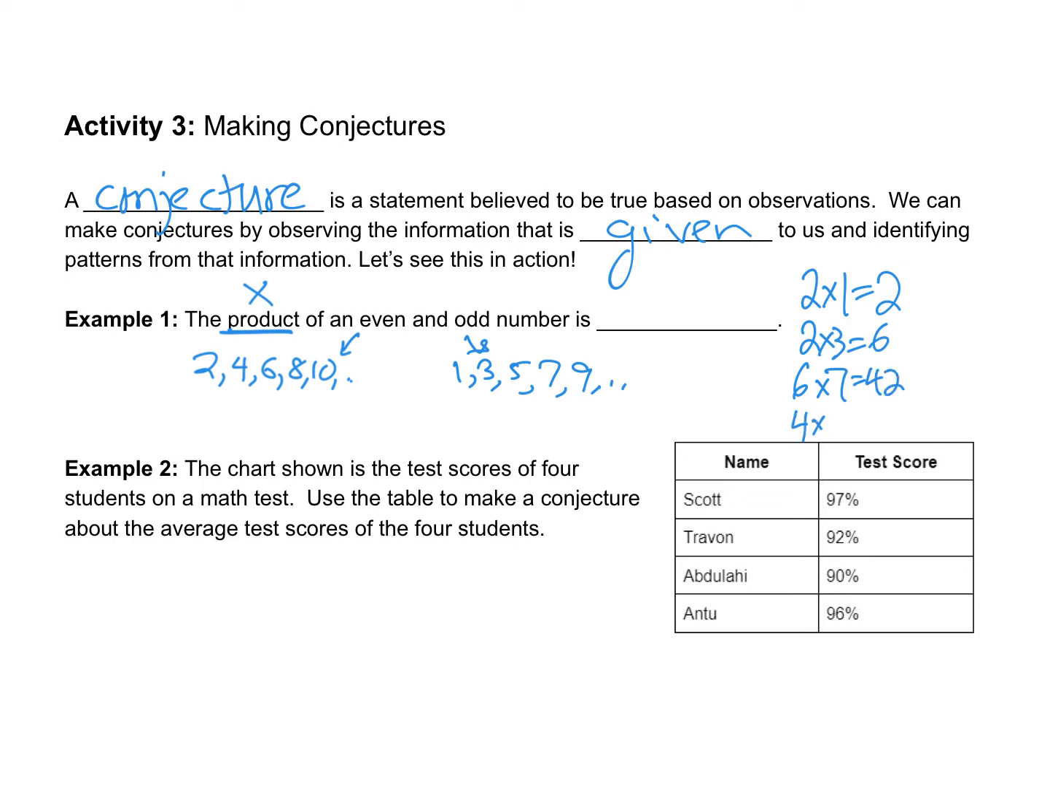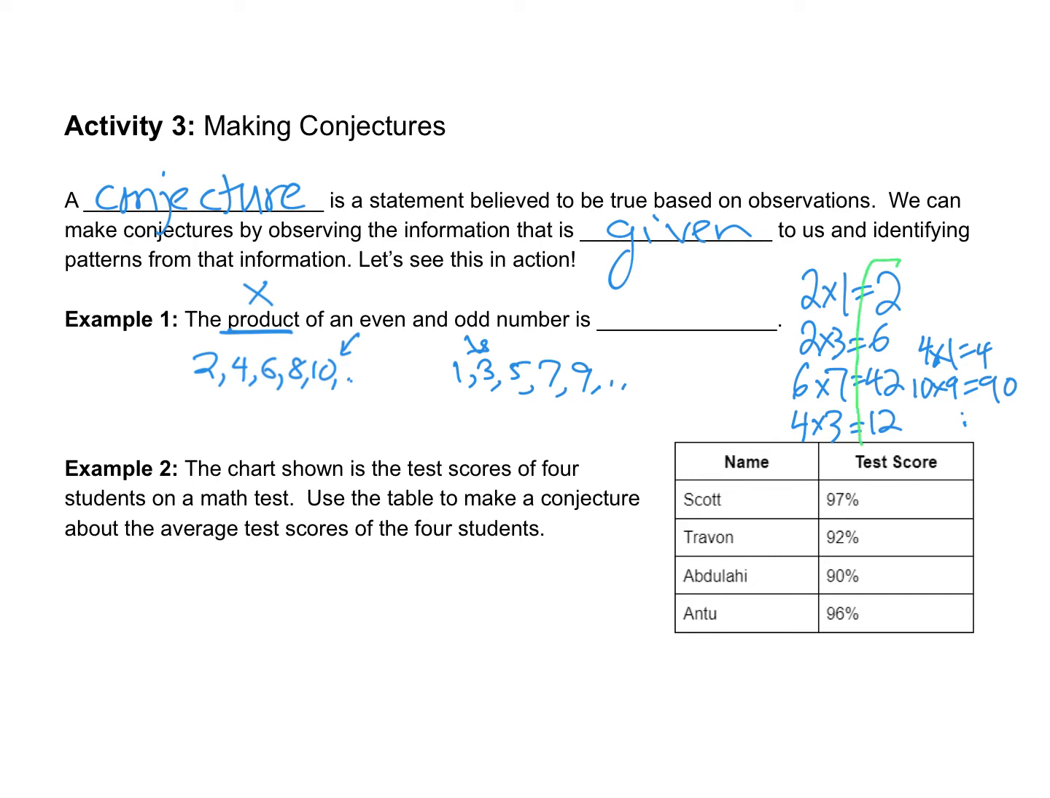4 times 3, that's 12. 4 times 1, that's 4. I could do this all day. 10 times 9, that's 90. Okay, so you don't have to do all of them, obviously. That would take forever. But let's look at what we've got here and see if we can draw any conclusions.